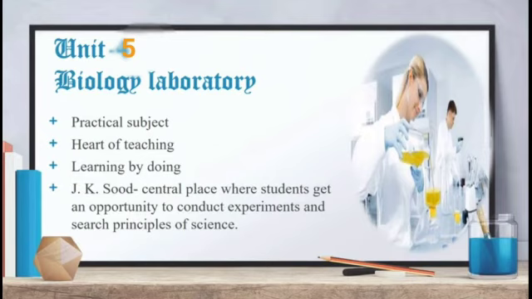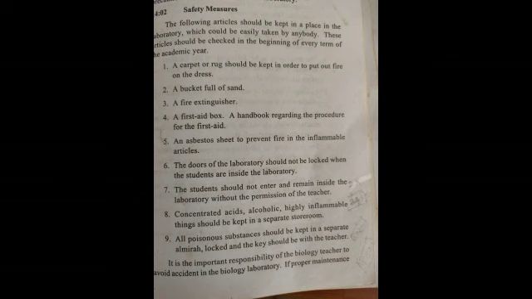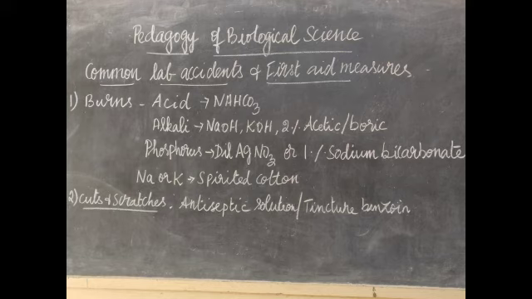Biology is a subject which should be taught in a practical manner, where we are concerned with learning by doing. A laboratory is a place where students get an opportunity to conduct experiments in a practical manner. So let us see what safety measures can be taken in a lab. We should have a first aid box in the laboratory, and there are different kinds of lab accidents. What first aid measures the teacher has to take will be discussed in this video.